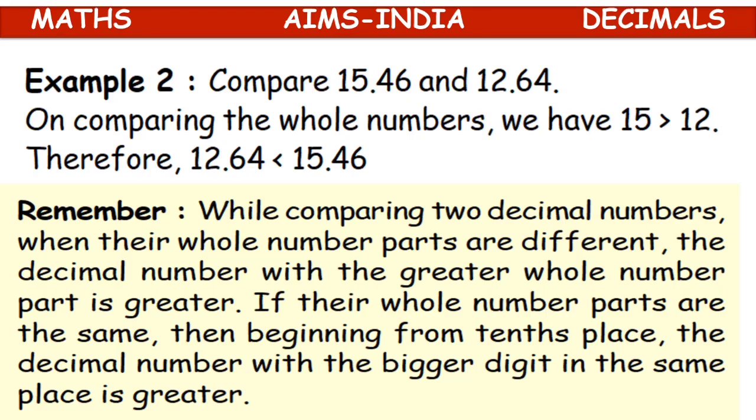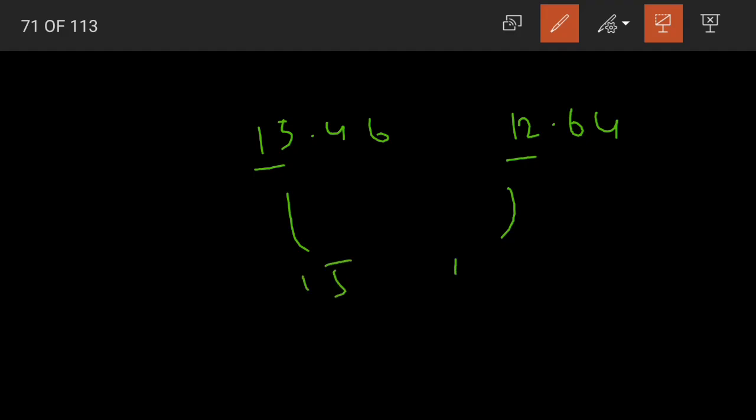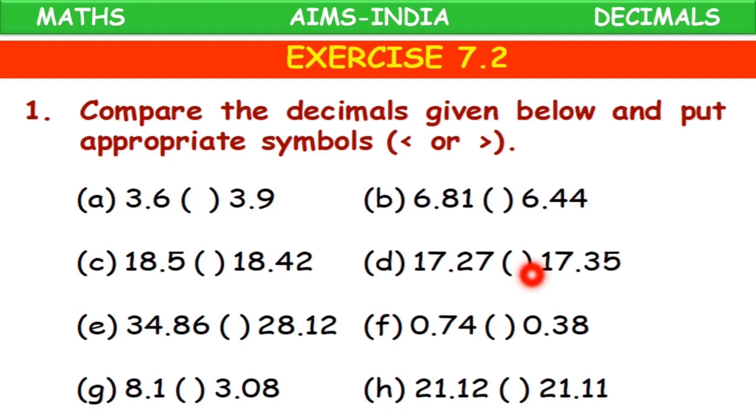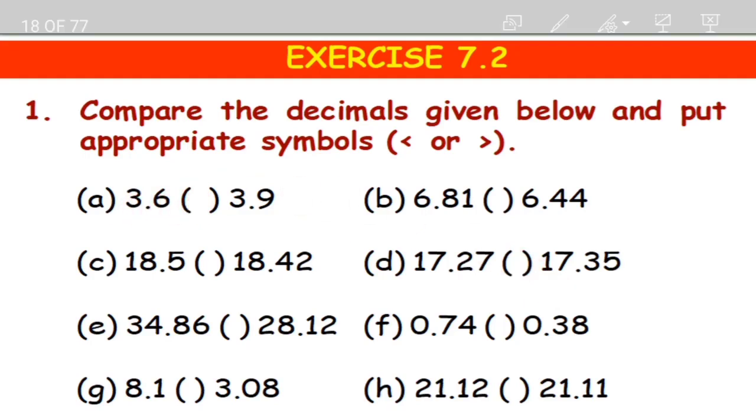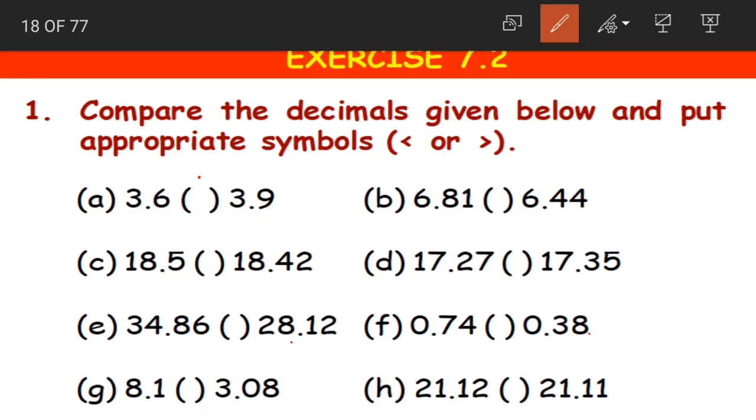Coming to example 2, here we have 15.46 and 12.64. If you look at the whole number parts, we have 15 and 12. We know that 15 is greater than 12. So directly we can write that 15.46 is greater than 12.64. Clear, children? Now we have a little exercise where we have to compare the given decimals and put the appropriate symbol, that is either greater than or less than.